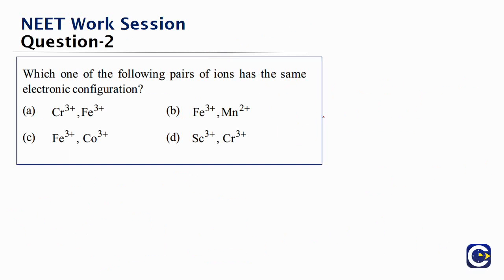This is a question about the electronic configuration. Which one of the following pairs of ions has the same electronic configuration? Here, especially with regard to these elements, scandium, chromium, iron, cobalt, manganese, in the periodic classification of elements we will call this set of elements the d block elements.